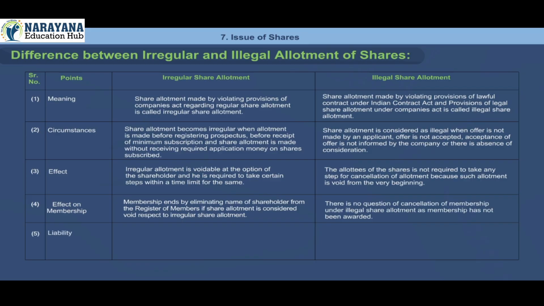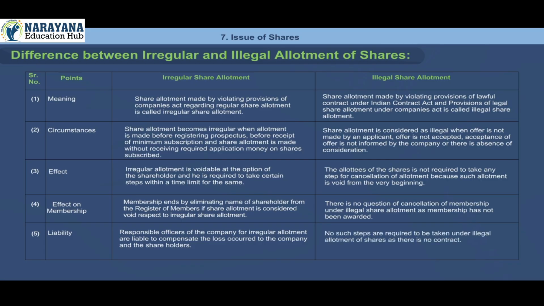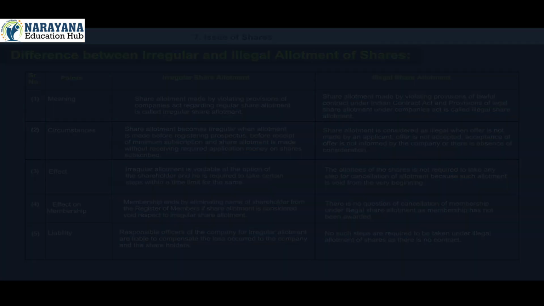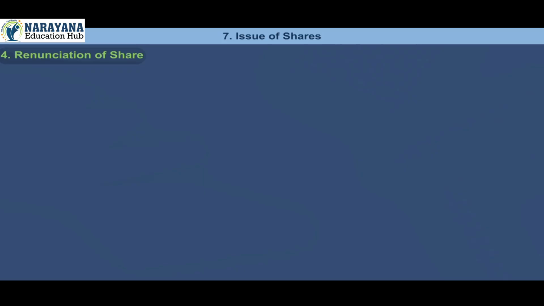Serial number 5. Points. Liability. Irregular share allotment. Responsible officers of the company for irregular allotment are liable to compensate the loss occurred to the company and the shareholders. Illegal share allotment. No such steps are required to be taken under illegal allotment of shares as there is no contract.